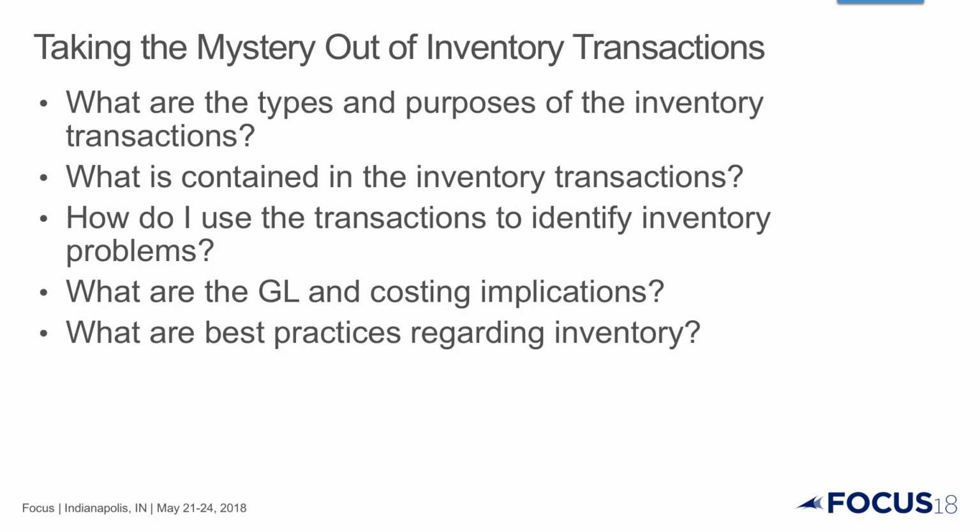I'm going to suggest to you that the first thing I do when somebody complains about inventory is go to the transactions to see what is actually going on. So somebody says, look, inventory's off $20,000. We can effectively try to recreate where that might have occurred, and there's different ways to do that. What's the impact on ledger and costing doing this? Then finally, what are the best practices regarding inventory?